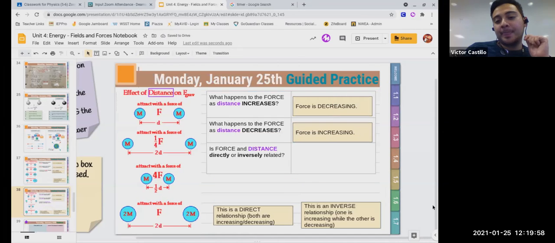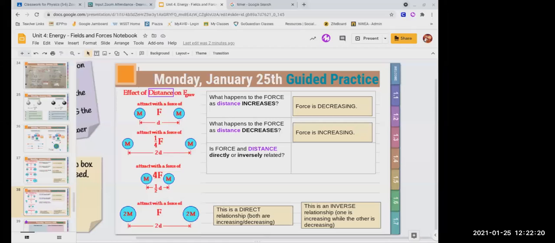Thank you, Daniela. I put that this is a direct relationship because as you can see, when the distance is 2 in the second example, the force is only 1/4, but when the distance is 1/2, the force is 4. So you can see there's a direct correlation between how much distance and the force.